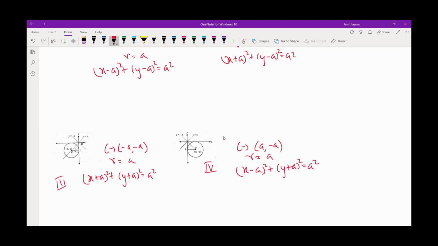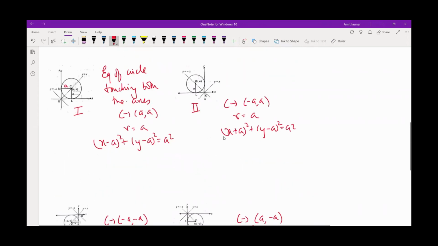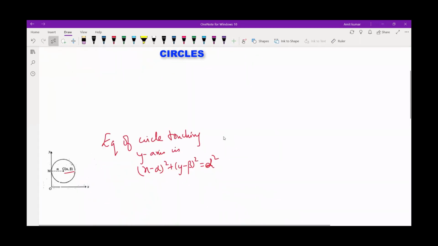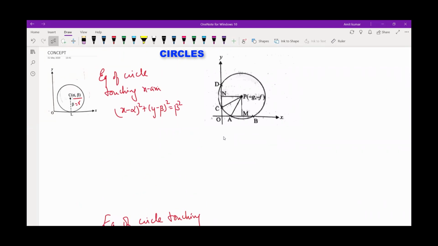So in all these four cases, the circle is touching both the axes. So this is the equation of the circle in standard form, that is (x minus h) whole square plus (y minus k) whole square is equal to r square. But in general, the general equation of a circle is x square plus y square plus 2gx plus 2fy plus c equal to 0.